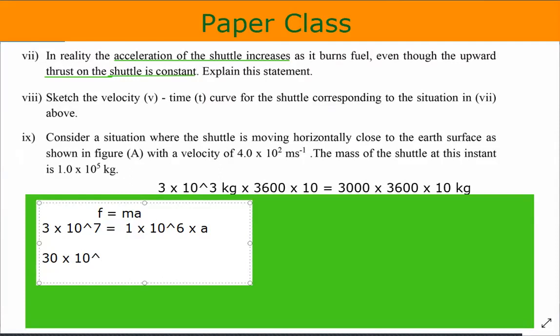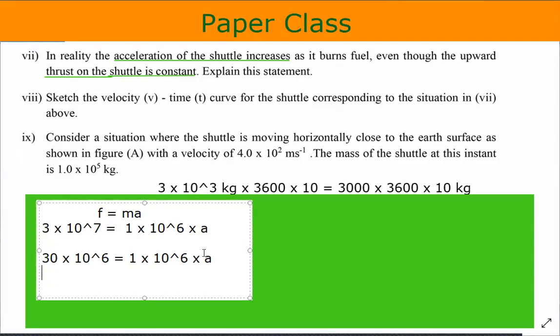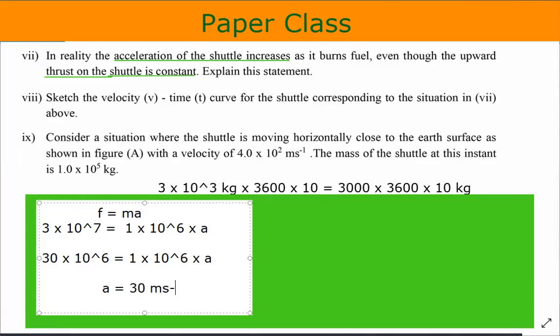Why did I ask you to write like that, dear? Because then we can cancel out this 10 to the power 6 of mass. Am I right? So under this imaginary situation, what is the acceleration of the rocket? The 10 to the power 6 and this 10 to the power 6 cancel out. So what is the acceleration? 30 meters per square second, sir. Yes, 30 meters per second squared, right?